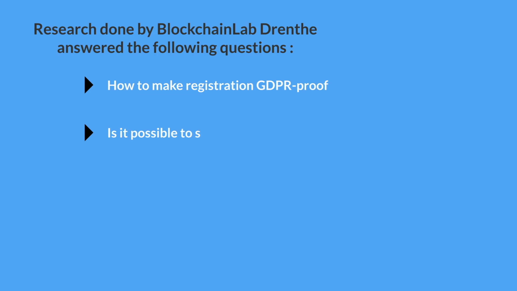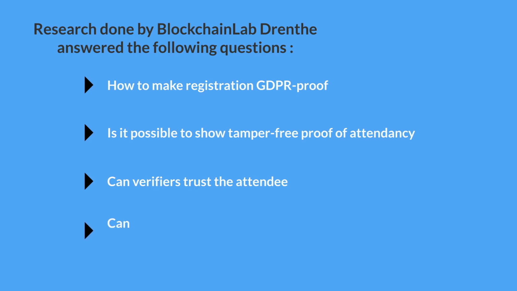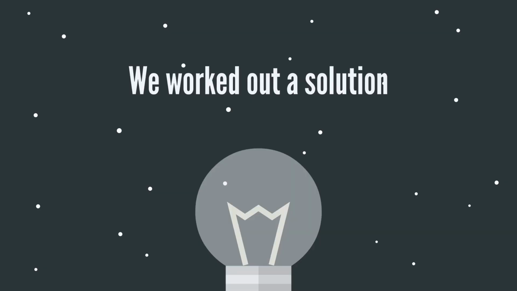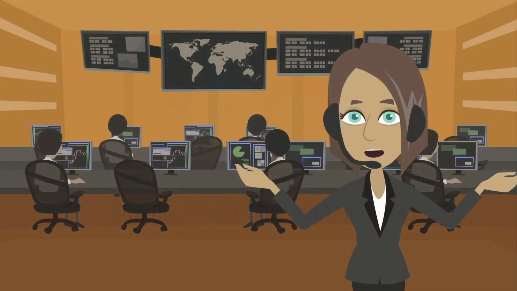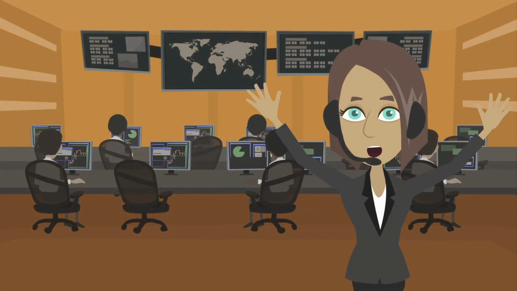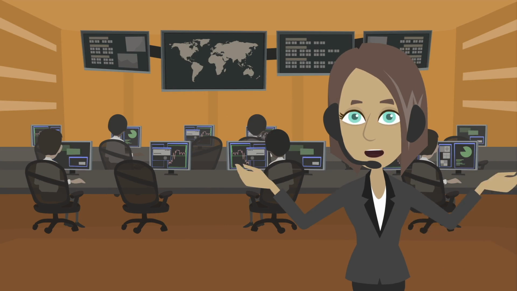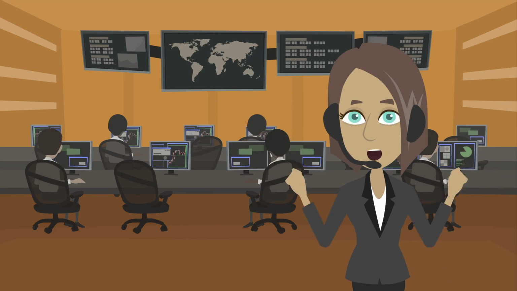Is it possible to show tamper-free proof of attendancy? Can verifiers trust the attendee? Can verifiers be sure that the attendees listed were really at the event and worked out a solution? How our blockchain solution works. Decentralized, transparent, immutable, and cryptographically safe sharing of data on a need-to-know basis.